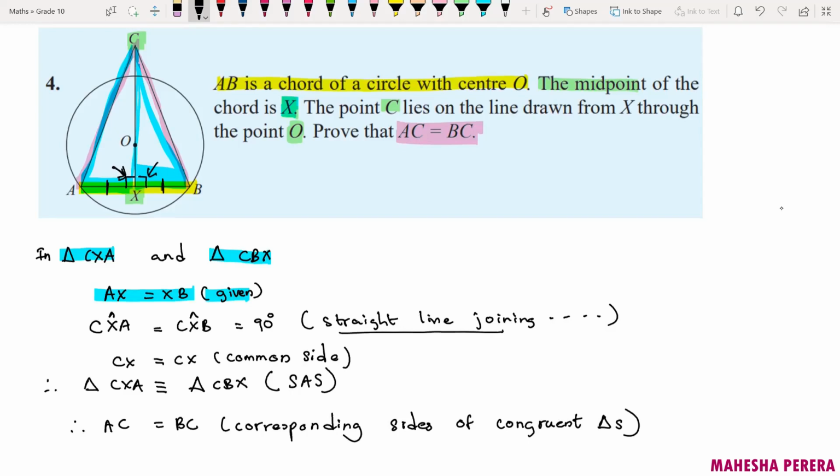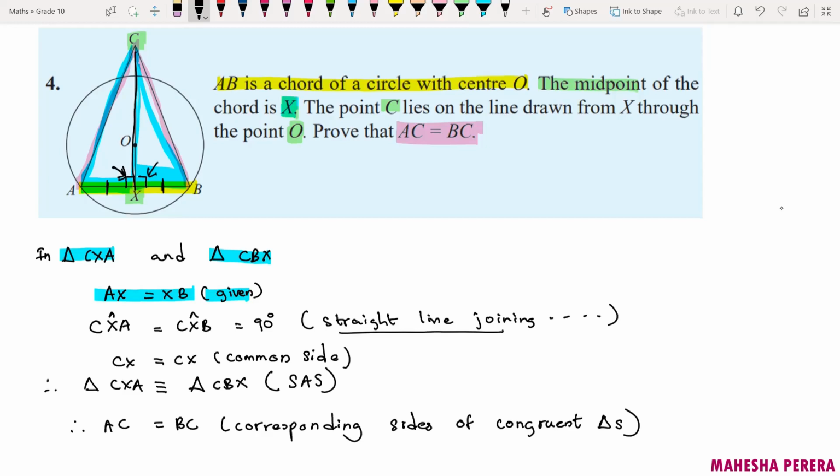Then if you consider this side, we can see that it is common to both triangles. So CX equals CX, and it's the common side. Right, so we have two pairs of sides and one pair of angles. So these two triangles are congruent based on the SAS case, and this angle is an included angle, right?